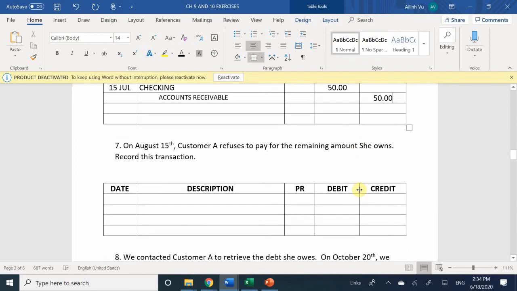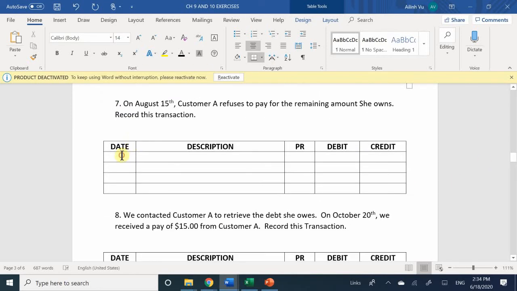All right. So then on number 7, on August 15th, customer A refuses to pay for the remaining amount. Okay? So, how do you record this? Allowance for doubtful accounts. Mm-hmm. Yeah. And then accounts receivable. Yes. Good.